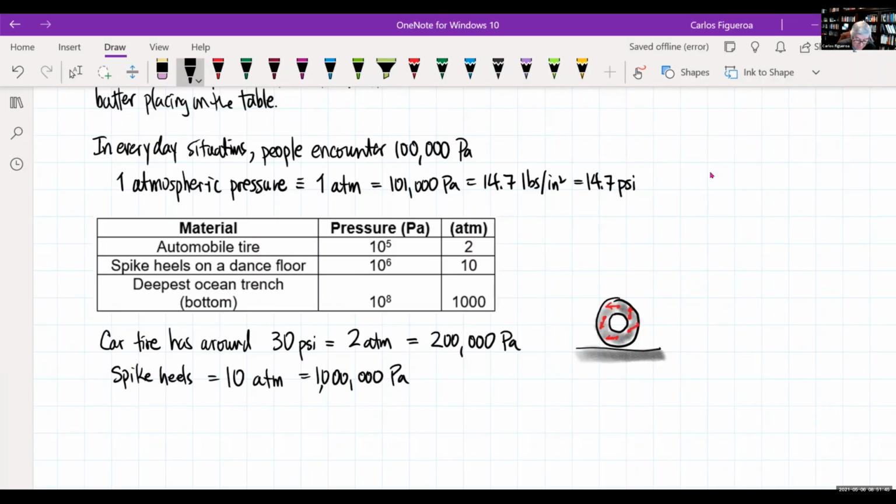And then look at the deepest trench. The deepest trench is 1,000 atmospheres, right? So the deepest ocean trench, well, this is 1,000 atmospheres. Well, guess what? That's equivalent to what? 1,000 times 100,000. Well, that just means that this is 100 million pascals acting on you. Wow, that is an outrageous amount of pressure.